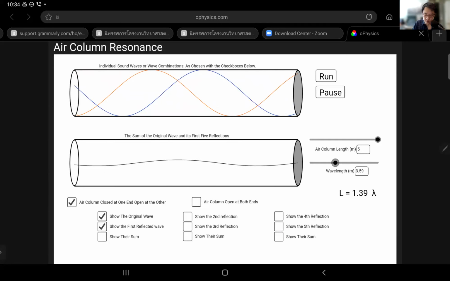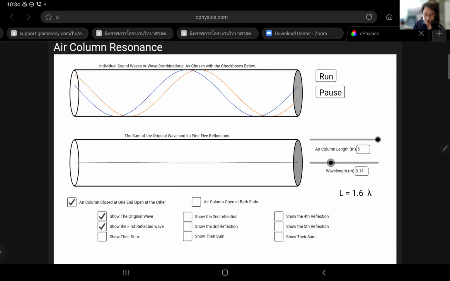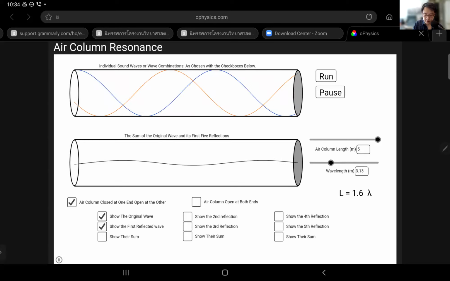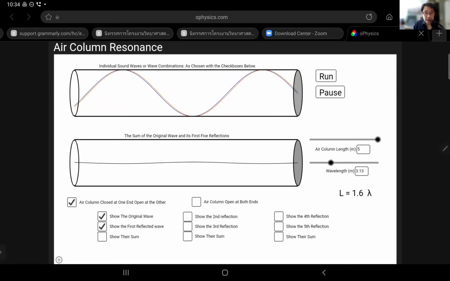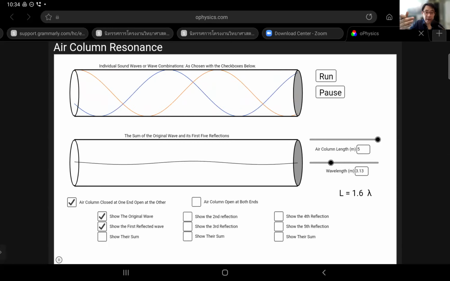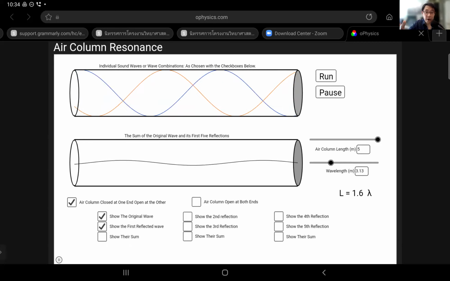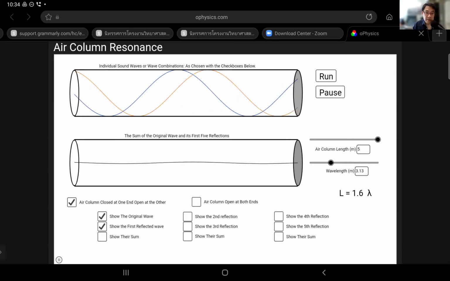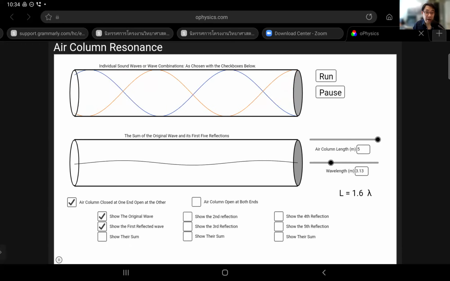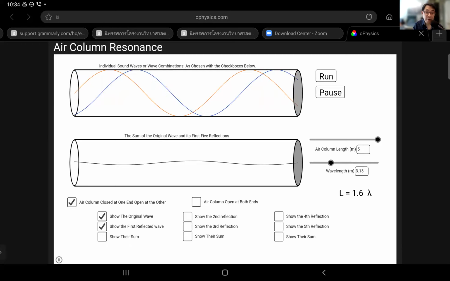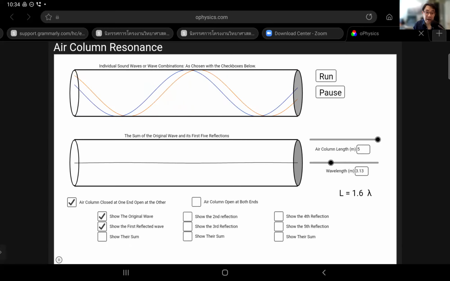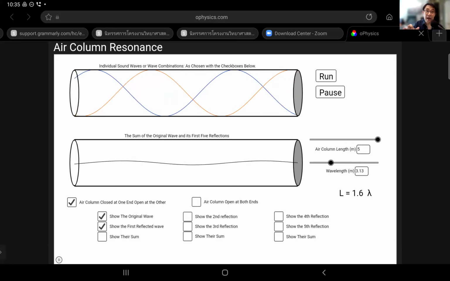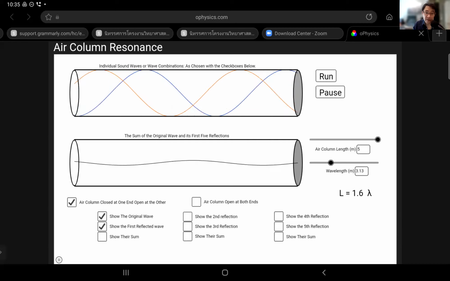You see something here? Okay, and then run. Can you see that the resultant wave in the bottom, the black one, doesn't seem to oscillate that much anymore? So this is not a good wavelength. This particular wavelength does not generate very high amplitude oscillations.